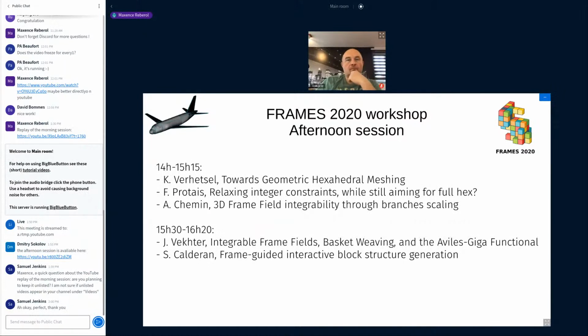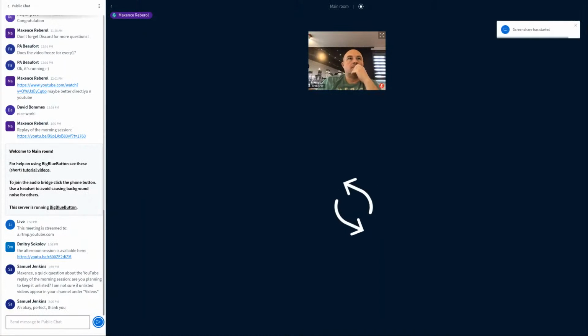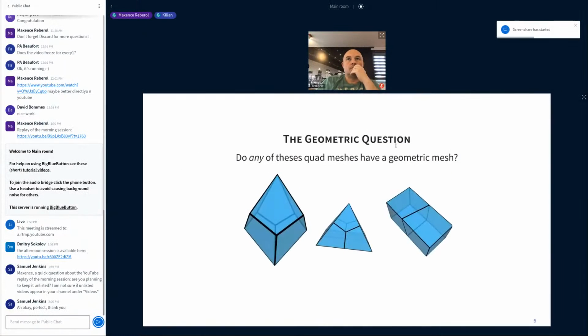Bottom left, you should be able to share your screen. Yeah. It's working. Let me restart.